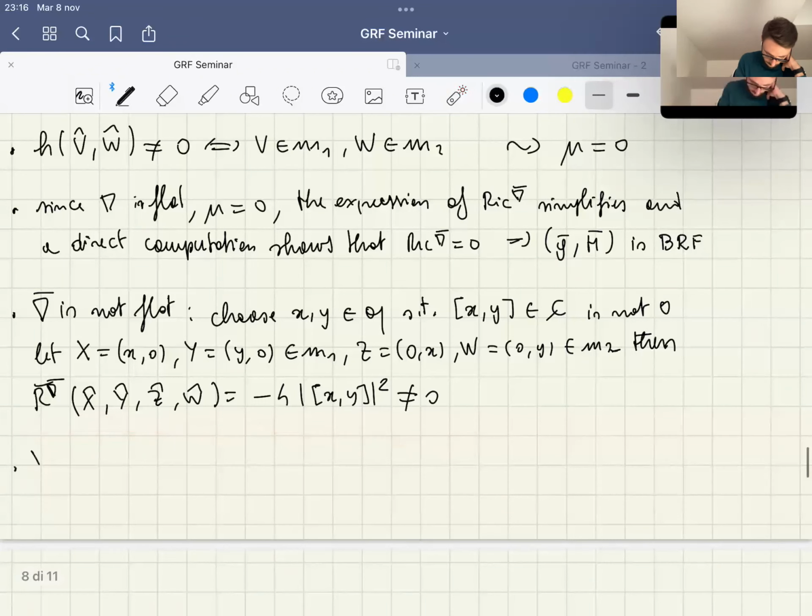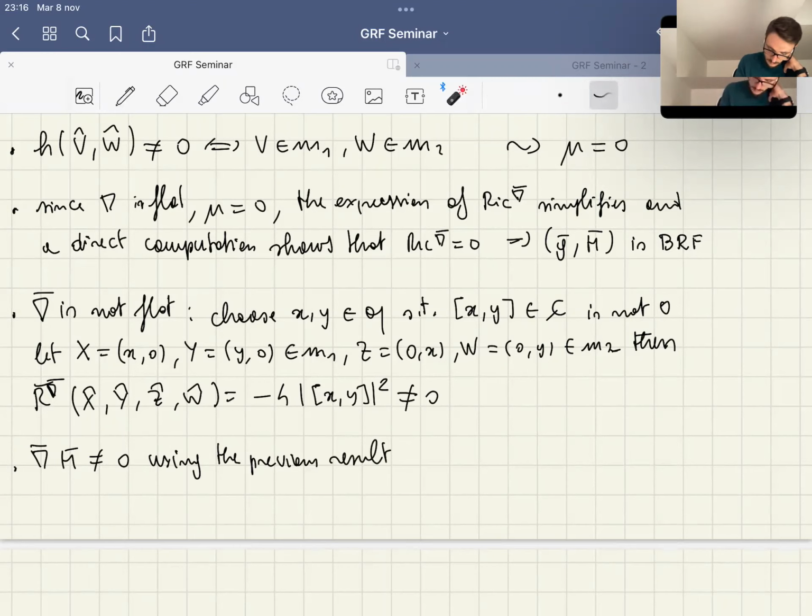And finally, you can show that H-bar is not parallel using this result, the previous result. So this one here, together with the fact that H is closed and some suitable identities.